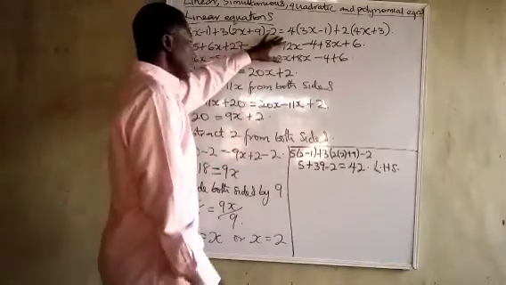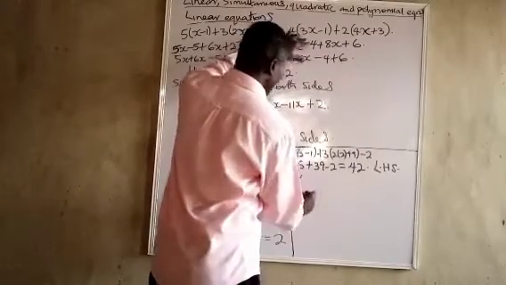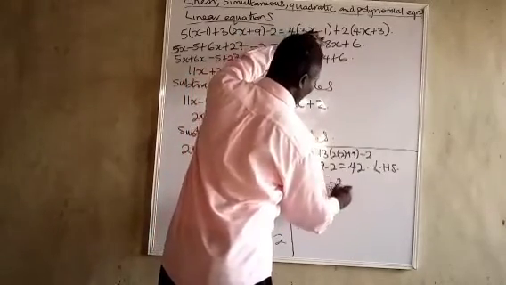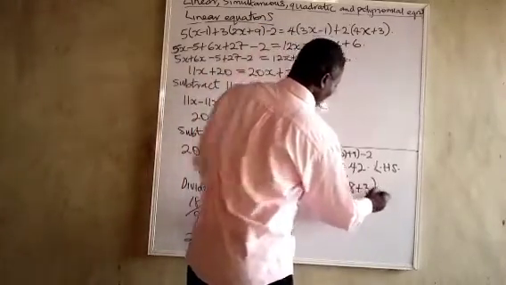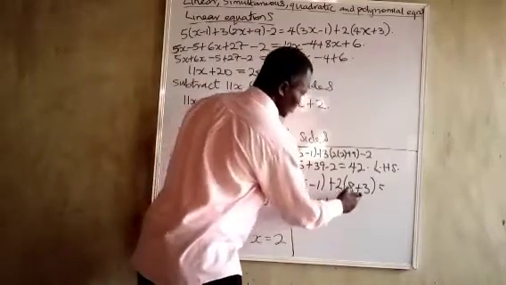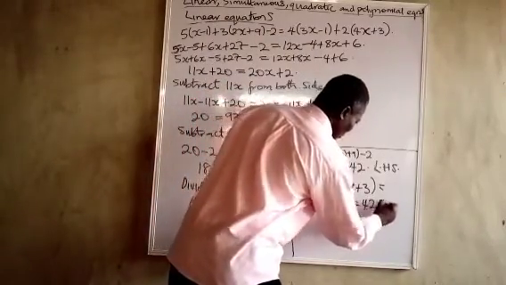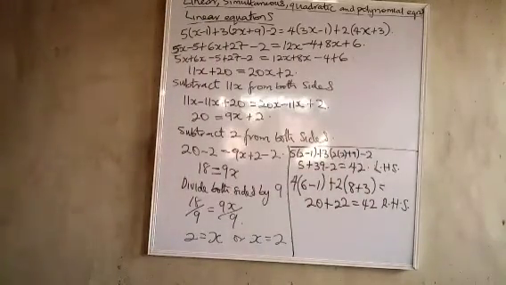Now, for the right hand side, I have 4 into 3 times 2, 6. Minus 1. Plus 2. What is 4 times 2? 8. Plus 3. So, what does that give me? 4 times 5, that's 20. 8 plus 3, 11 times 2, 22. And that one is also 42. So you can see, right hand side and left hand side are equal.